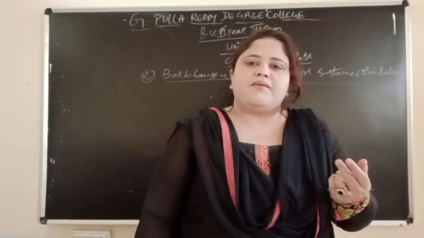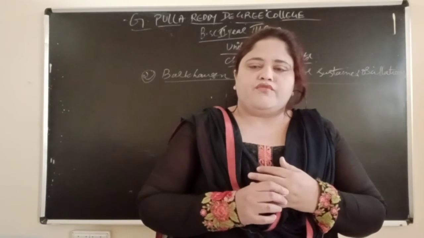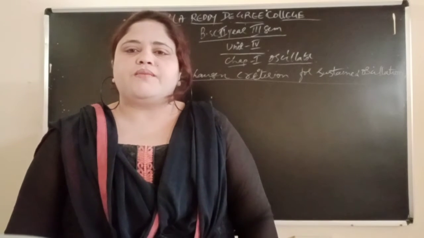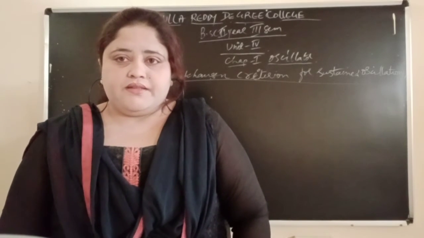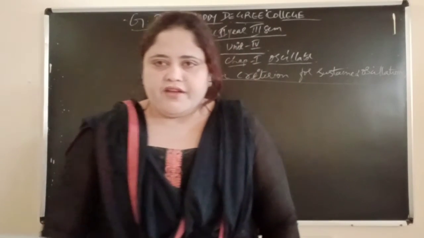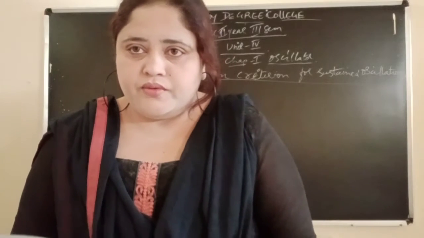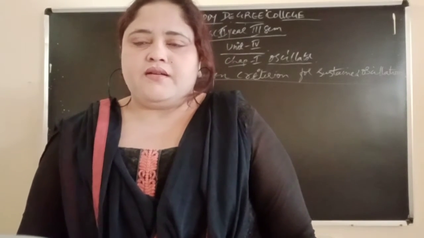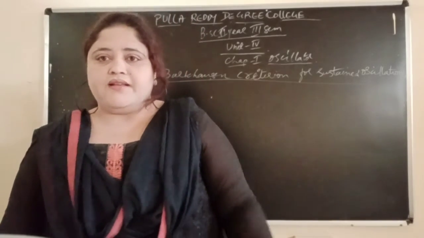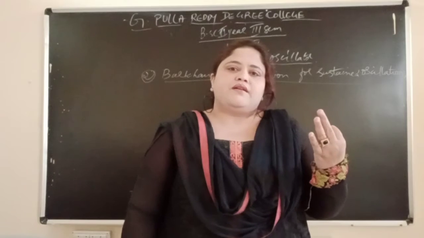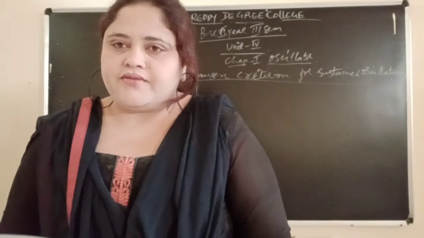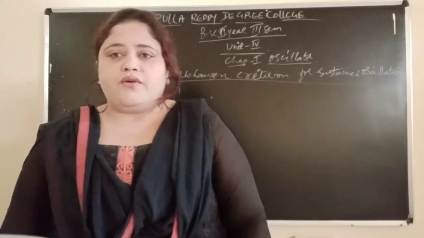In your syllabus, the second chapter of unit 4 is multi-vibrator. What is a multi-vibrator? A multi-vibrator is a device which will generate the output in the form of a square wave without any AC input. Then we should study the types of multi-vibrators. The types are three: astable, monostable, and bistable multi-vibrator. By this we have studied the introduction of oscillators.